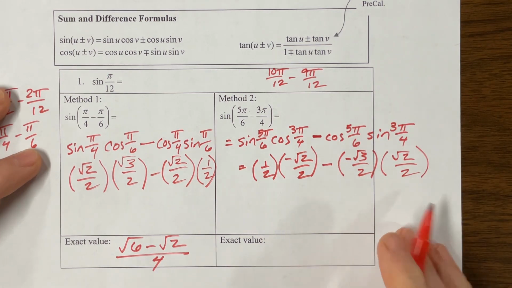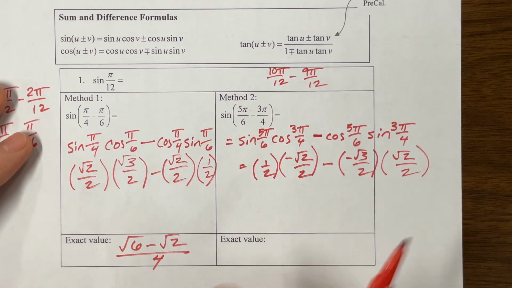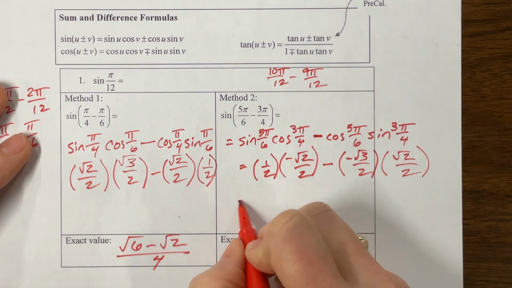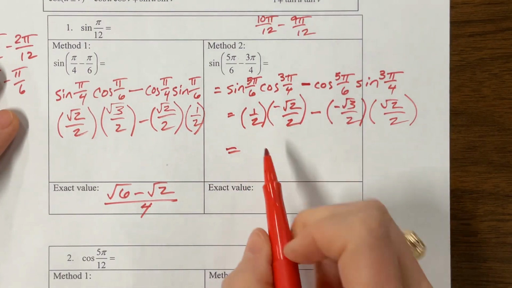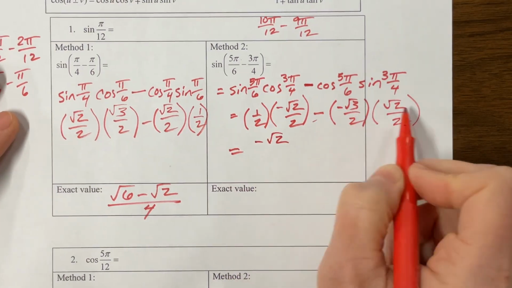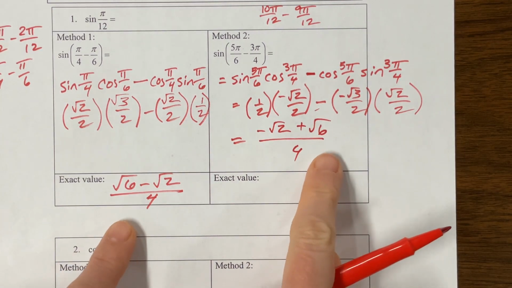If you think I went too fast on this, then you need to go back and practice the unit circle, okay? I think you should be that fast, if not faster, by the time you get to this point in the course. I went straight to this. So this becomes a negative root 2 and now a positive root 6, and it's all over 4. You'll notice those are equivalent.